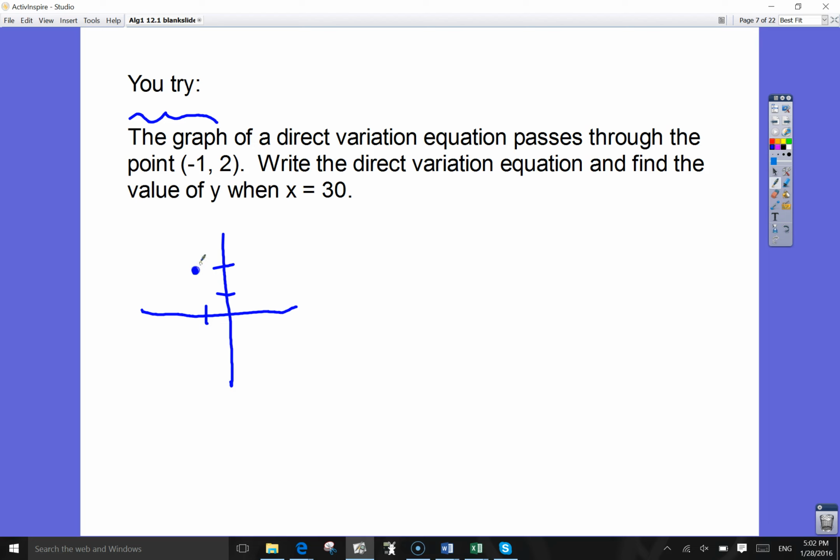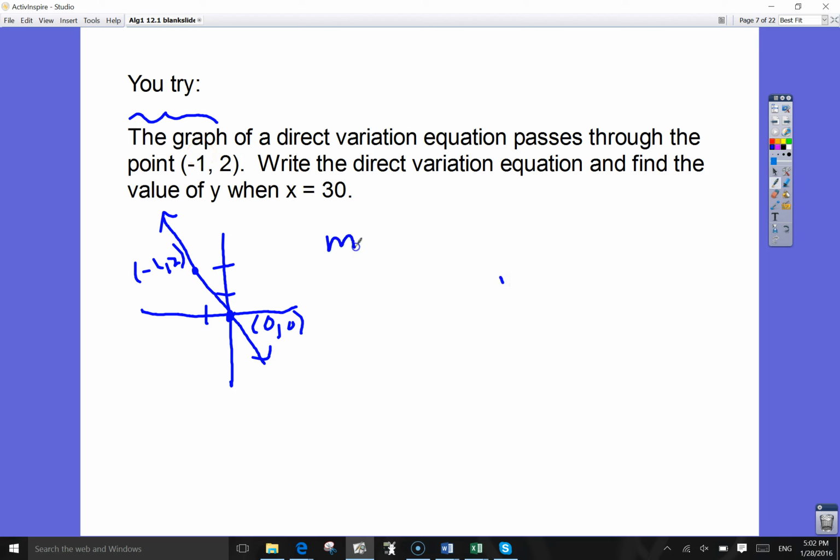So the point -1, 2 is here. Goes through the origin. That's the point 0, 0. And there's our line. Again, I don't have to draw the line. That's not actually what I'm being asked to do. And eventually, you're going to see that you probably don't need to draw the line to calculate this slope. It's just going to be 2 divided by -1. But I'll go through it anyways.